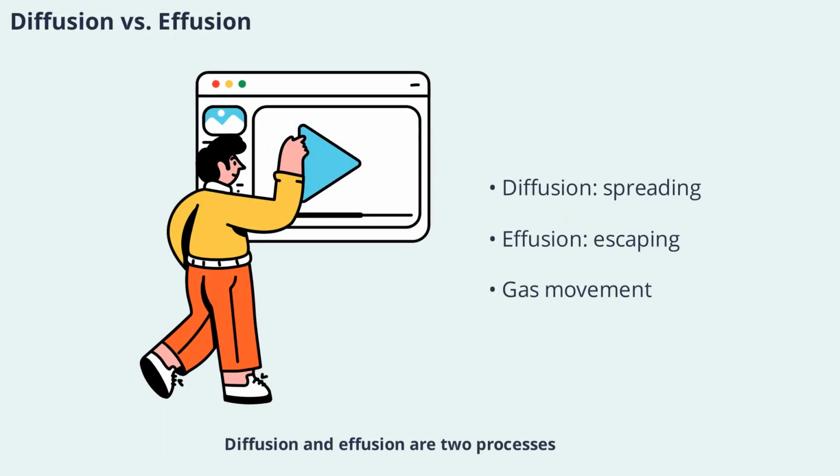Diffusion and effusion are two processes involving the movement of gas particles. Diffusion is the spreading of gas particles throughout a space, while effusion is the escape of gas particles through a tiny hole into a vacuum. Understanding the difference between these processes helps us explain various phenomena, such as how scents travel or how gases leak from containers.